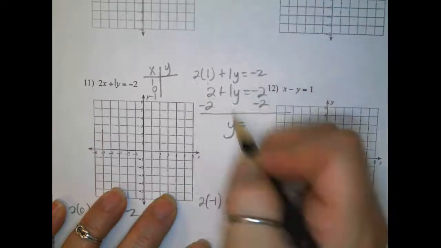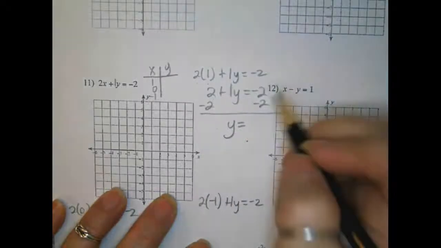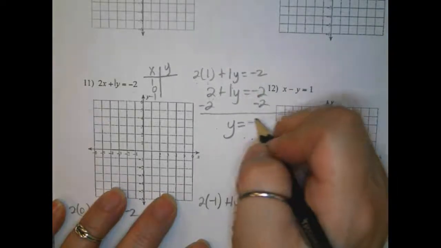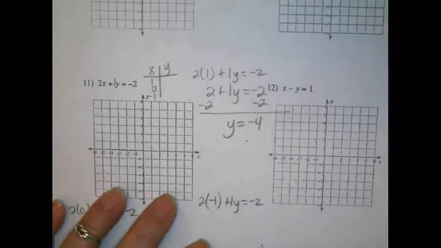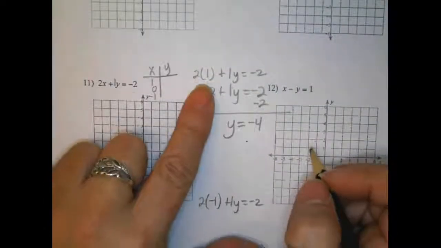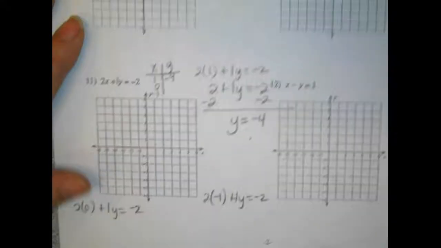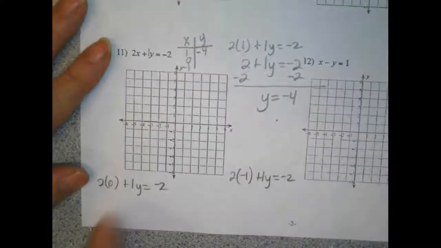I don't need the 1. I could, but I don't need it. What is a negative 2 plus a negative 2? It's going to be a bigger negative, right? I'm going to add my 2 2's together. So when x is 1, y is going to be equal to negative 4. Okay? So let's go to the next one here.